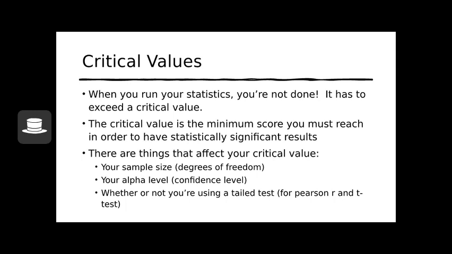If you want to be 99.5% sure, the cost of that certainty is it's going to be much harder for you to get significant results. It's going to be a much higher critical value. So the other thing that affects the critical value is the presence of a tailed test, which we'll talk about in just a second.